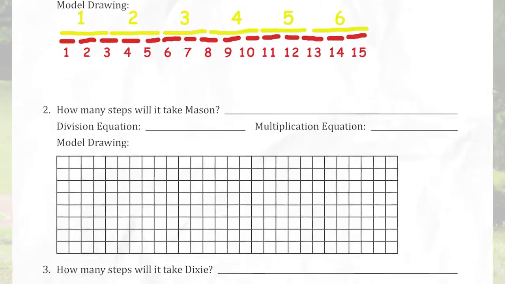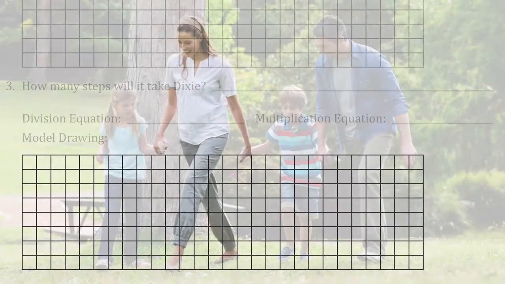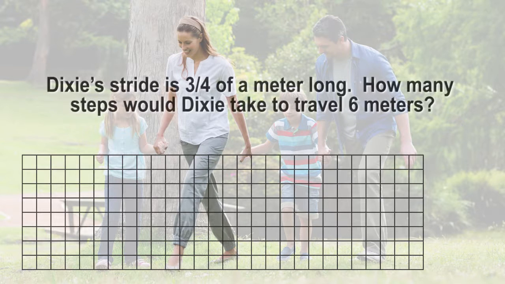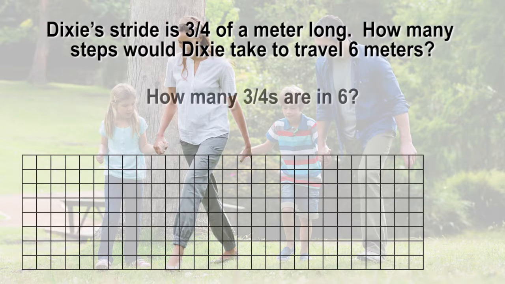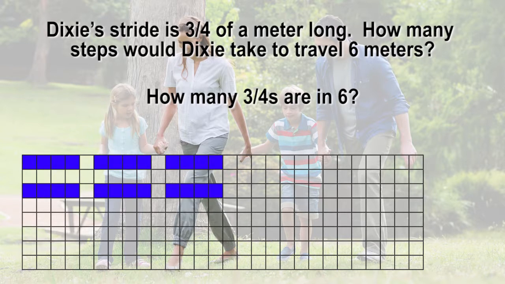Let's look at a different way of modeling and recording our thinking. We will use graph paper. Dixie's stride is 3/4 of a meter long. How many steps would Dixie take to travel 6 meters? The question we will ask ourselves is, how many 3/4 are in 6? The blue rectangle will represent 4/4 or 1 whole meter. How many meters will we need? Yes, 6 meters or 24/4 meters.